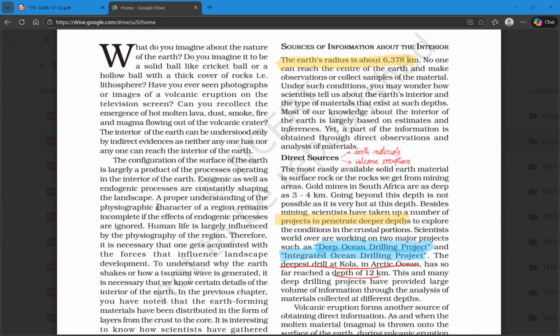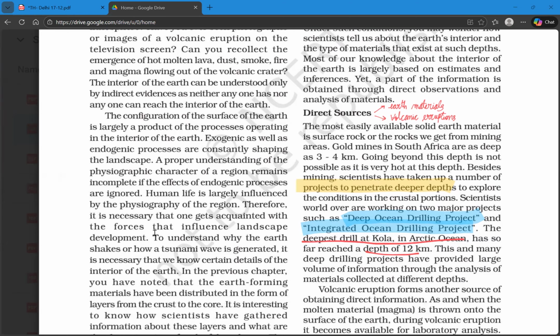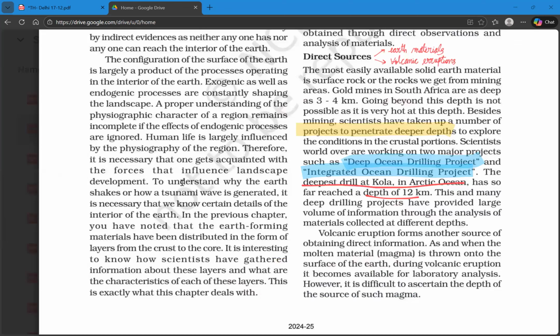A proper understanding of the physiographic character of a region remains incomplete if the effects of endogenic processes are ignored. Human life is largely influenced by the physiography of the region. Therefore, it is necessary that one gets acquainted with the forces that influence the landscape development. To understand why the earth shakes or how a tsunami wave is generated, it is necessary that we know certain details of the interior of the earth.